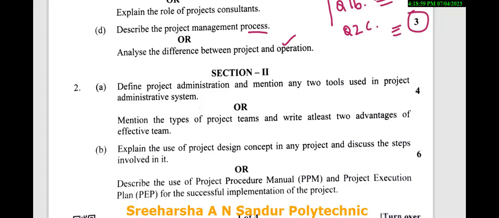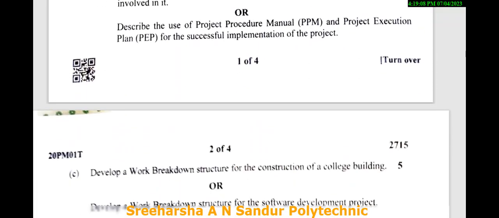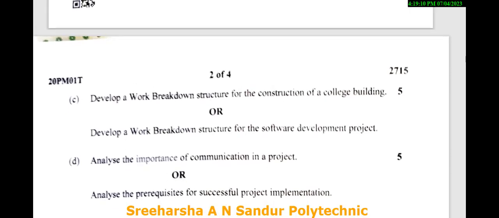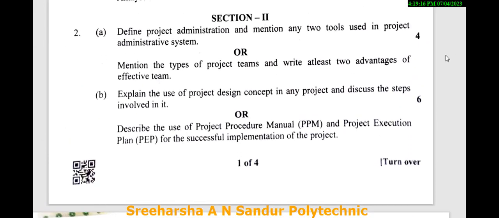Now the next section, this is section 2. Again, it is for 20 marks. You can see here this question is for 5 marks, and you have 5 here, 5 plus 5, 10, and here it is 6 plus 4, 10, 20 totally. This section 2 consists of 20 marks.